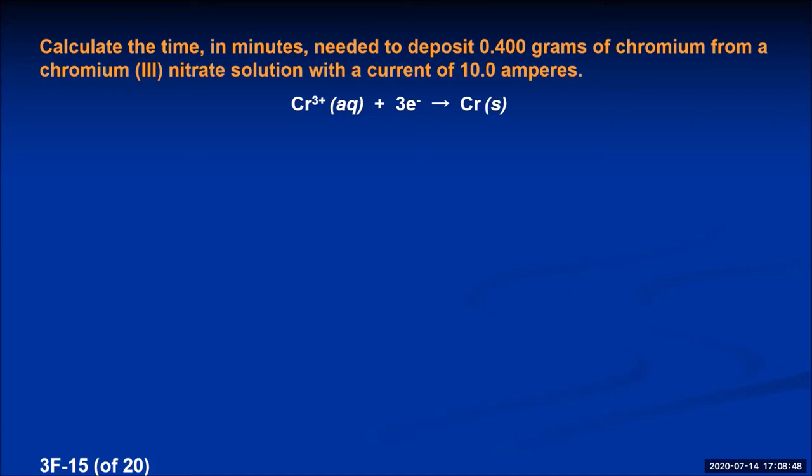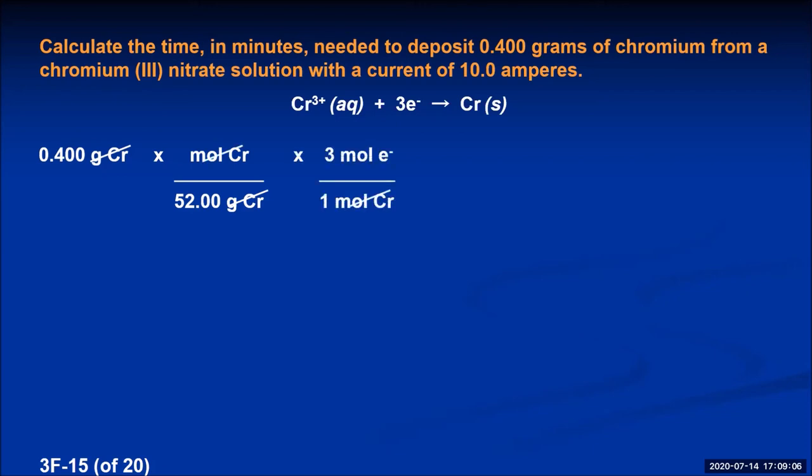In this case, we're trying to find the time, so we're going to have to start with the 0.400 grams of chromium. First step, convert the mass of chromium into moles with chromium's molar mass. Second, use the balanced equation: 1 mole of chromium on the bottom, 3 moles of electrons on the top. We now know how many moles of electrons must have passed through the electrolytic cell. A mole of electrons is a Faraday's worth of charge. And switching Faradays into coulombs, 1 Faraday is 96,485 coulombs.